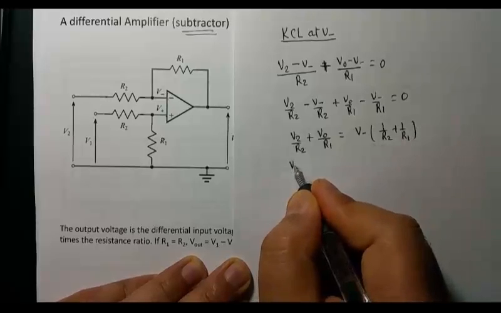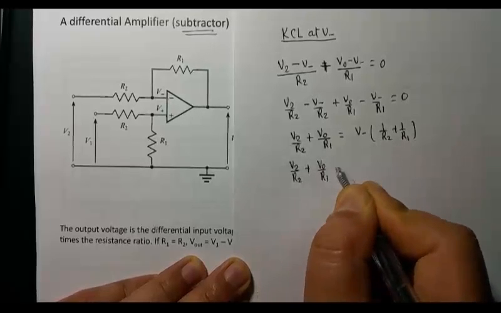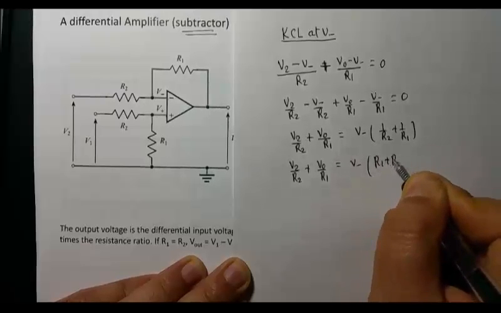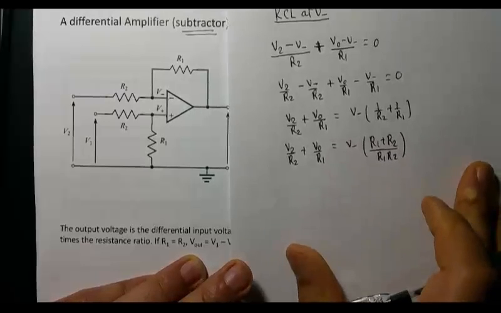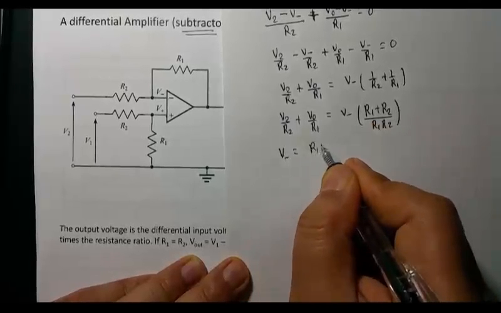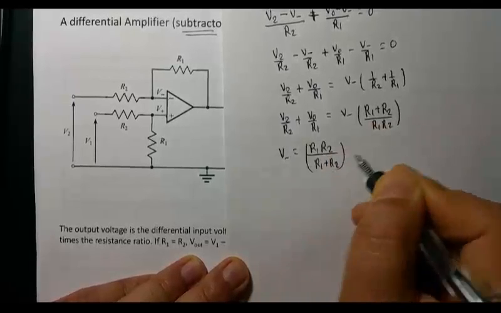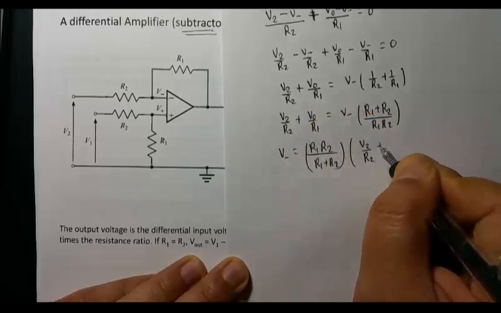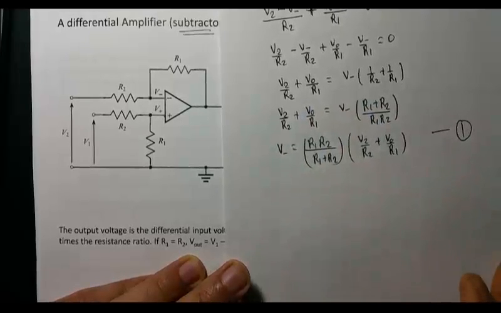And so this is going to be R1 plus R2 over R1 R2, right? And V negative is R1 R2 divided by R1 plus R2 times this, right? Let's say equation number 1.